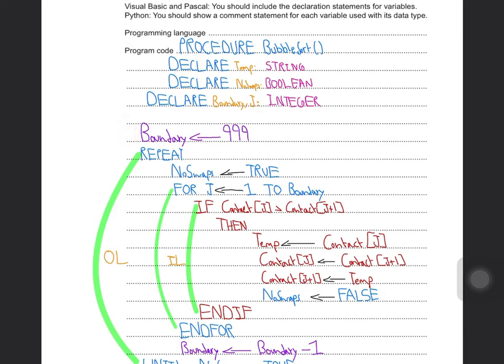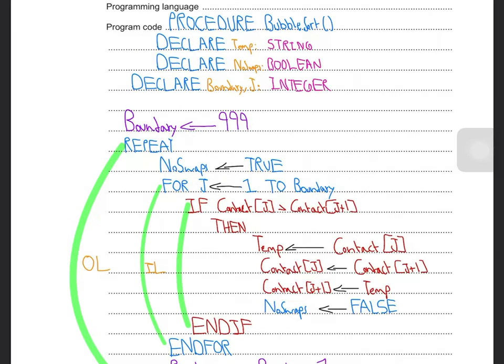And we set the boundary to 999 because I said there are 1000 elements. So the max swaps we'll need, the max passes, will be 999. And then we basically start the outer loop. So repeat. And we set no swaps to true. And we start with the inner loop then, which is the code for a single pass. So for j, which I said we'd be using for indexing, 1 to boundary.